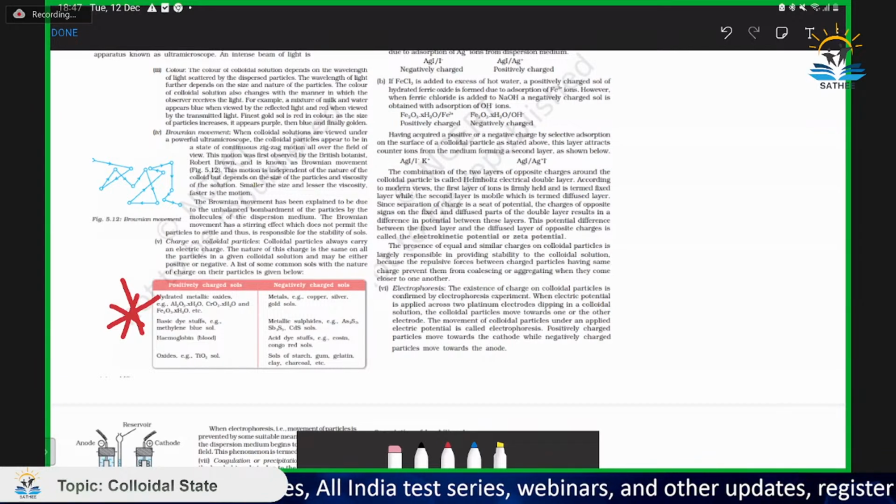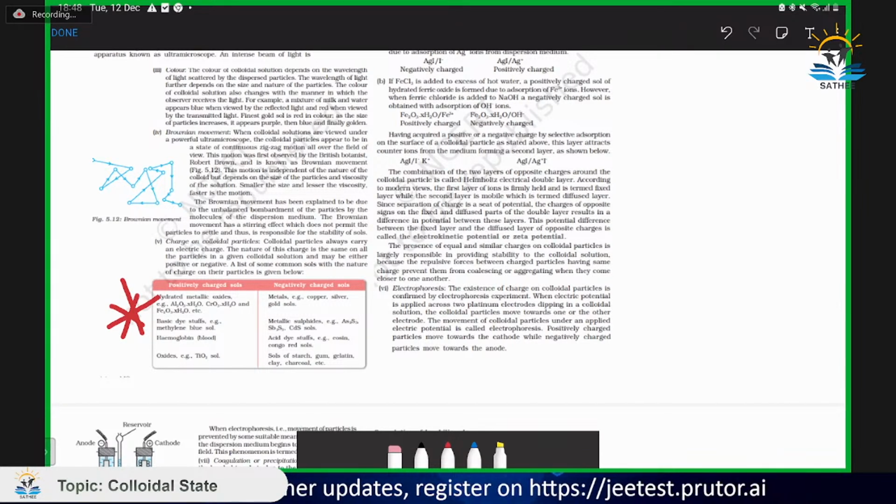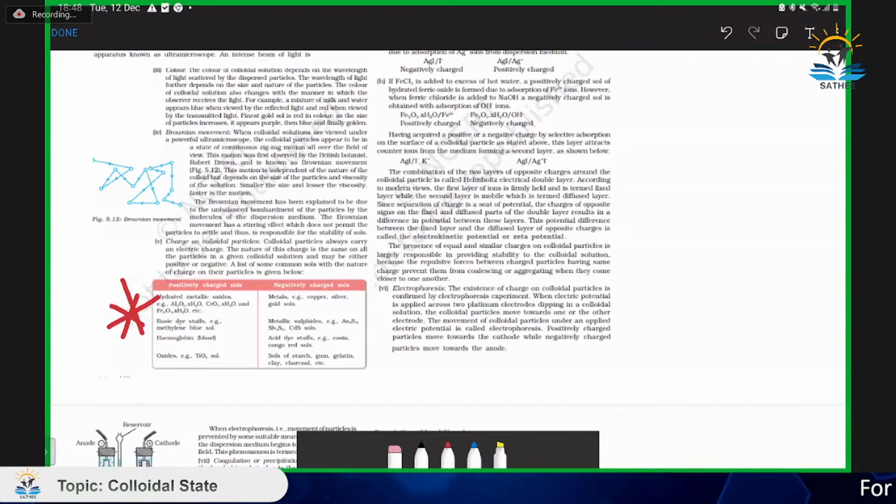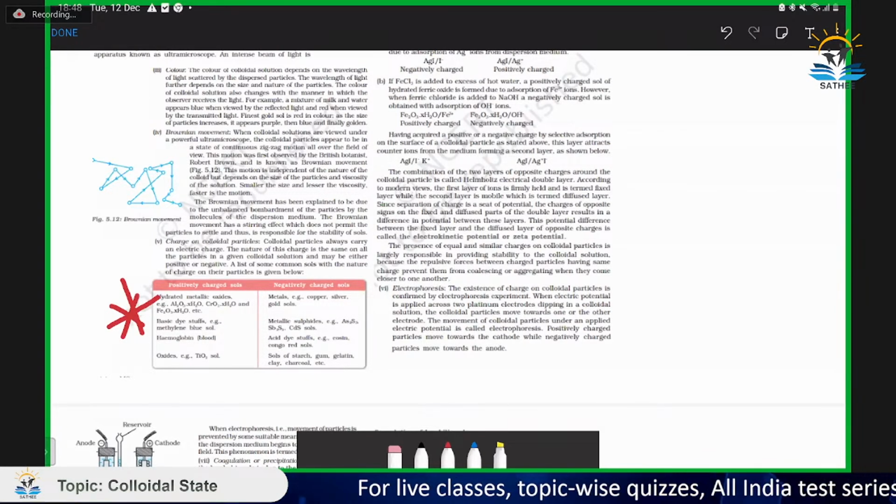What I'm trying to say is the potential difference created between the diffuse layer, the topmost layer, and the inner layer. The topmost layer is called the diffuse layer, and the innermost layer is called the fixed layer. Your K plus layer is the diffuse layer and the I minus layer is the fixed layer in the first example. The potential difference developed between them ultimately contributes to the stability of the sol. It is not a direct consequence, it's an indirect consequence. To measure the stability of the sol, if the potential difference is higher you can say it is more stable, and if it is lower, less stable. That potential difference is named the zeta potential.